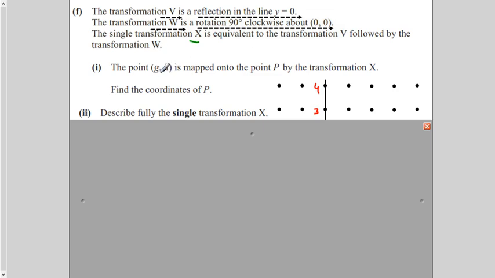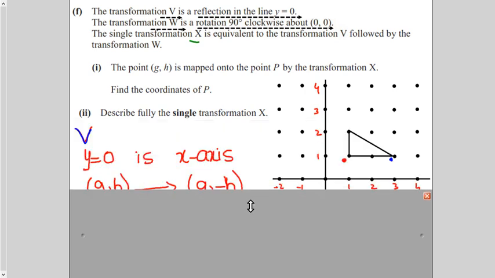Now the point is G comma H. And you have to tell it is mapped onto P under transformation X. So this point is going through two transformations, first reflection, then rotation, and then you have to tell what will be the coordinate after these two transformations, which are called X. We will come to this point later, okay? So let's see part 1 first.